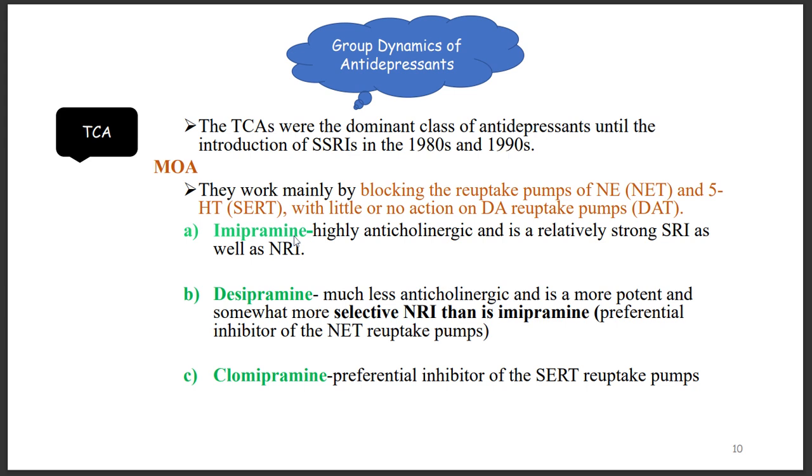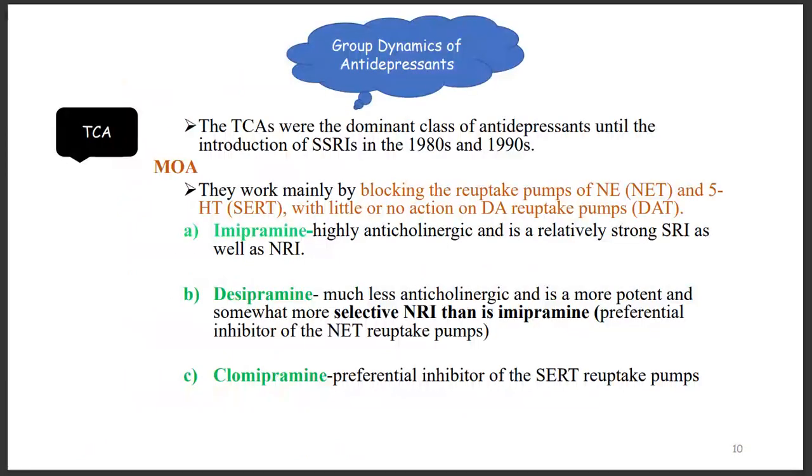Like imipramine, it is going to stop the reuptake of serotonin and norepinephrine both, but it also has a high anticholinergic effect, so you can tell the side effect it is going to have. While desipramine is selective only to preventing the reuptake of norepinephrine, not serotonin. And then clomipramine is going to be selective for serotonin and not norepinephrine. So let's take note of this. Imipramine for both. Desipramine only norepinephrine. Clomipramine, serotonin.